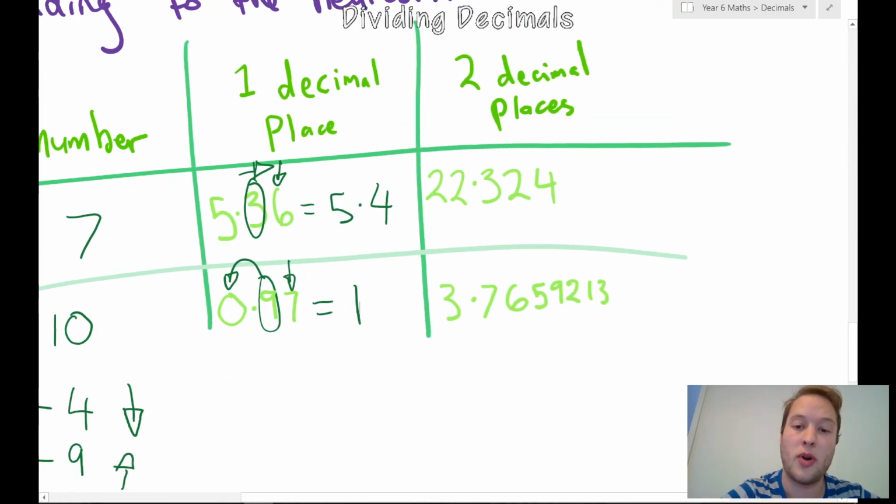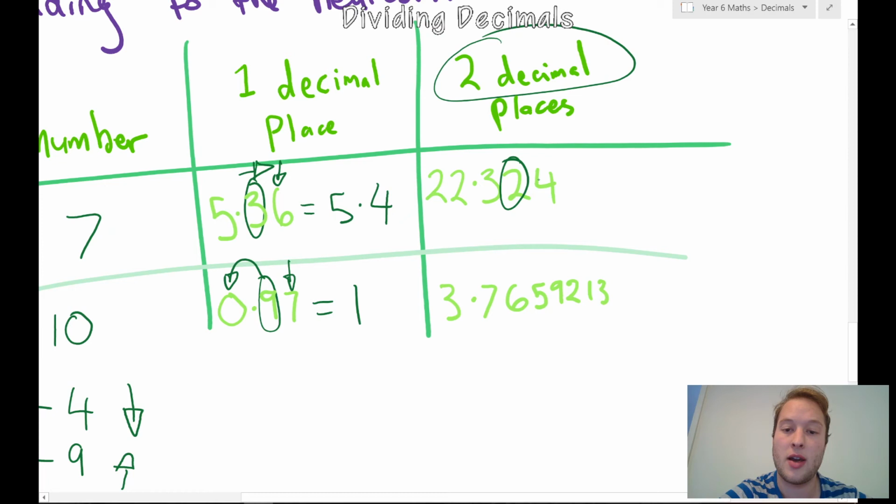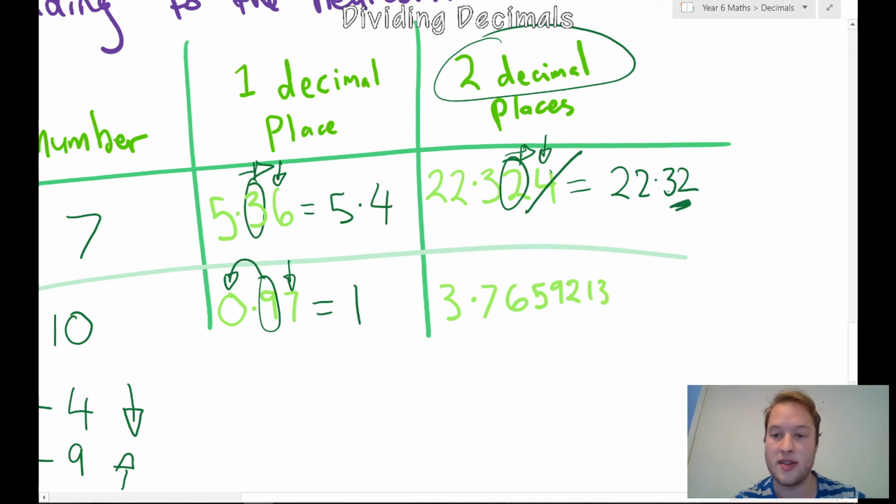And then 22.324, I'm looking at 2 decimal places now. So I'm wanting this digit to either go up or down, so I've got to look to the one to the right. I'm looking at the 4. The 4's on the smaller side, so it's just going to stay the same. So 22.32. You can notice I've now not written the 4 because I'm just writing to 2 decimal places.